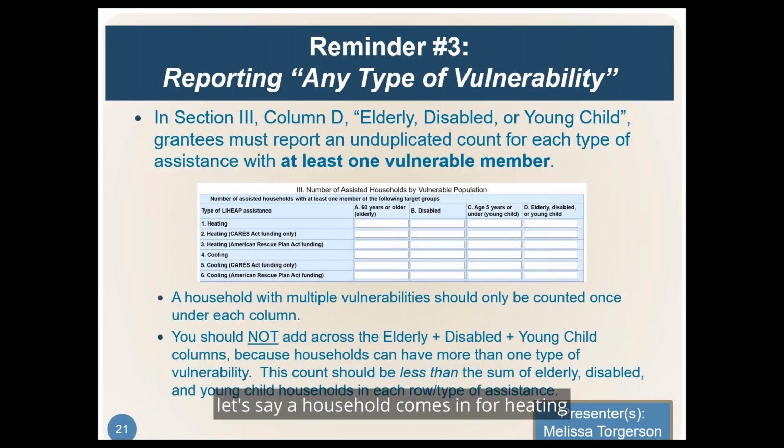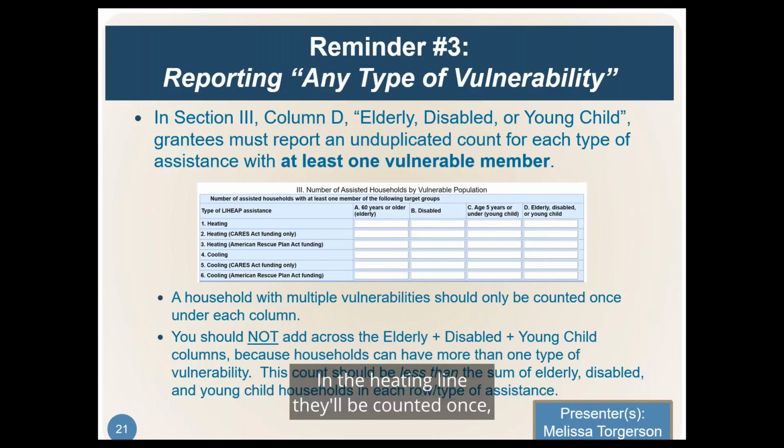Let's say a household comes in for heating that has 2 disabled members and a member that is age 5 or under. In the heating line, they'll be counted once in the disabled column. They'll be counted once in the young child column, and they'll be counted once in the elderly, disabled, or young child column.